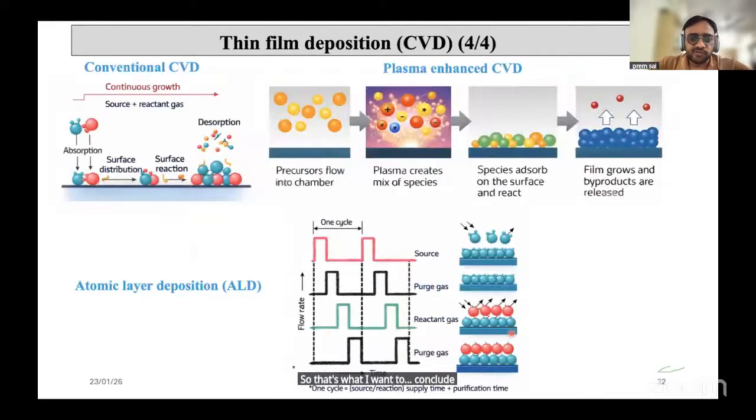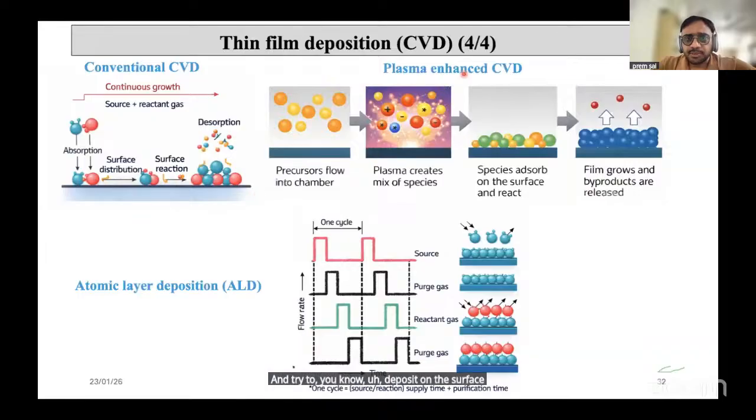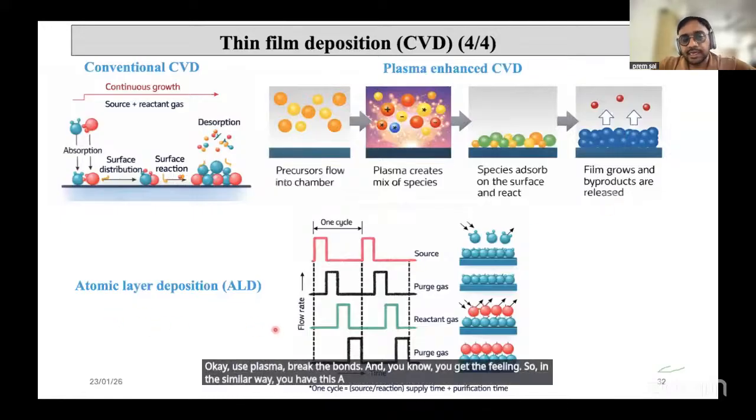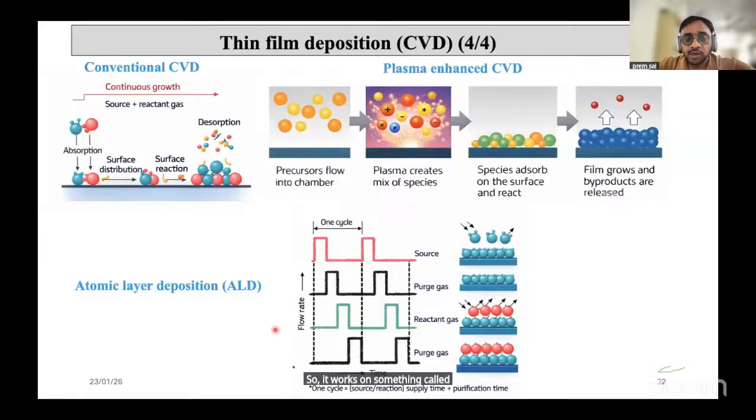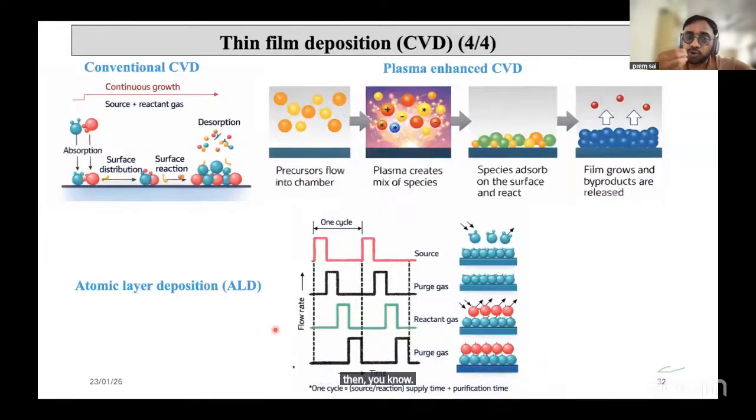And when it comes to thin film, you have conventional CVD. As I said, you have gas, break the gas, and deposit on the surface. With PECVD, you use plasma, break the bonds, and you get the film. In a similar way, you have ALD, which is something different. It works on something called chemisorption. Basically, you have an organic precursor, a metal organic precursor. You purge them, then you make them react with the surface, and that's how the film grows, atomic layer deposition. This is one of the techniques.